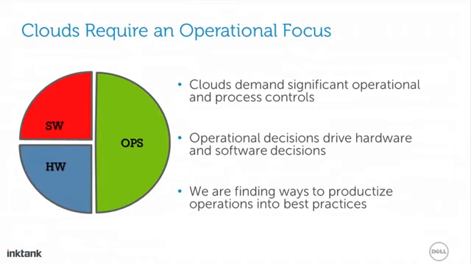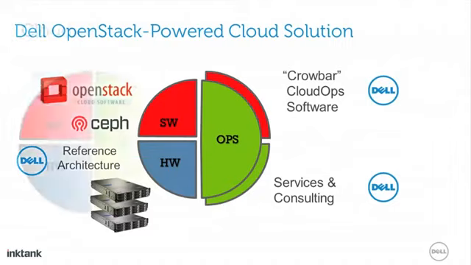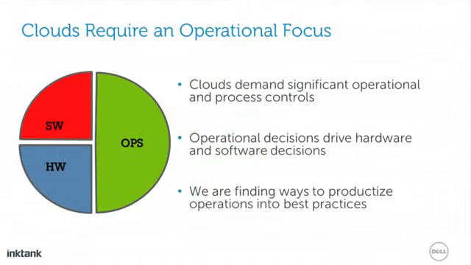So let me quickly jump into a little bit of background on Dell's point of view around OpenStack clouds and what we've been doing. If you look at any cloud installation, it requires hardware, it requires software, but the majority of it is really all about operations. So where do you spend most of your money and time? It's in operations. When you run out of capacity, you have to add more servers. And when those servers are added, how do you make sure that those servers become part of your OpenStack cloud automatically? What happens if a server goes down?